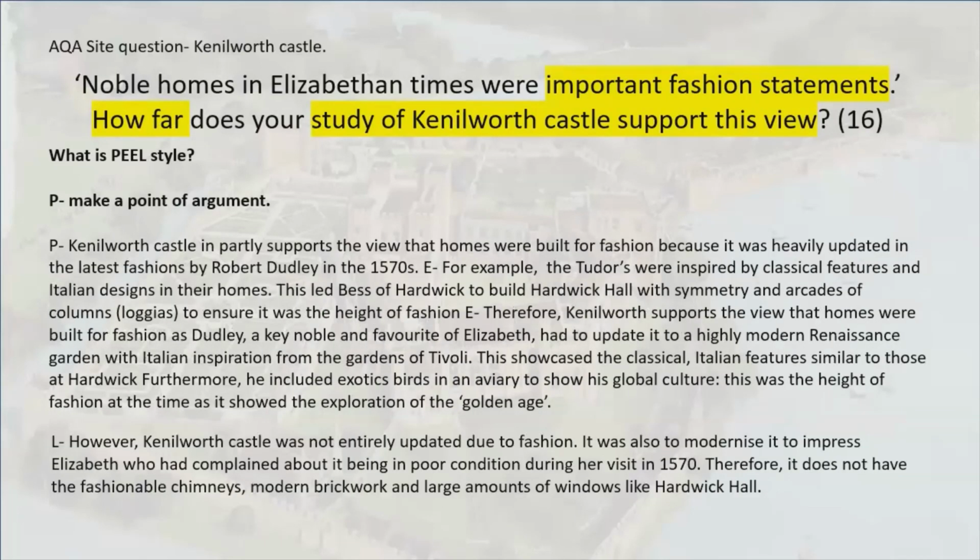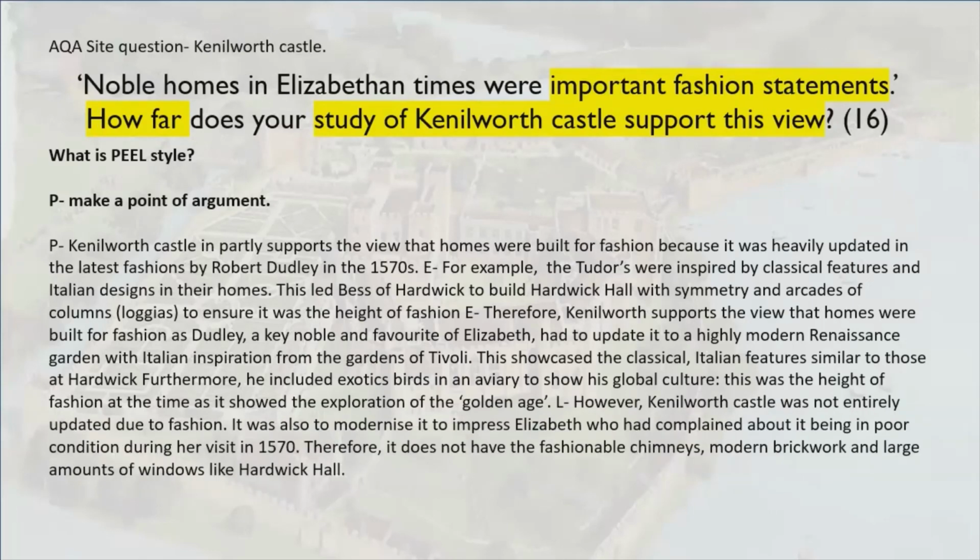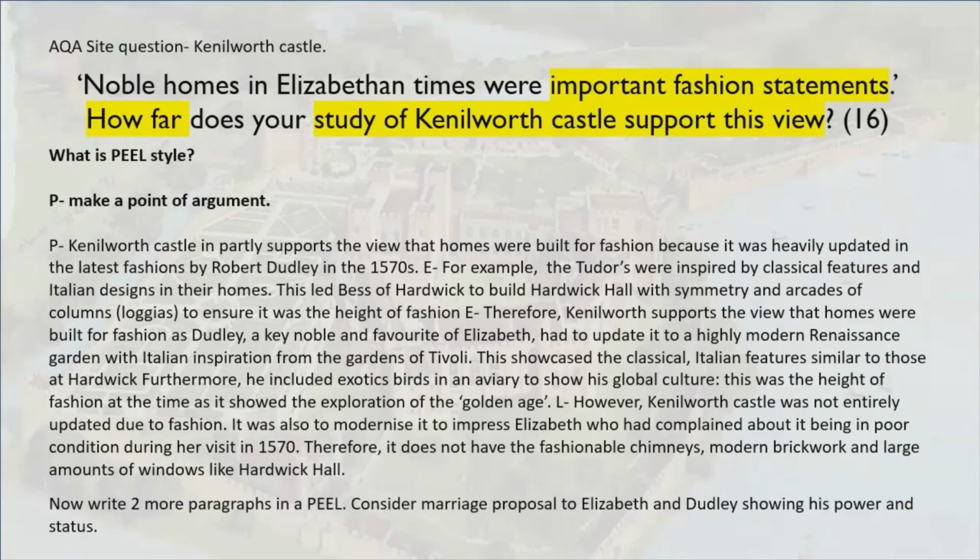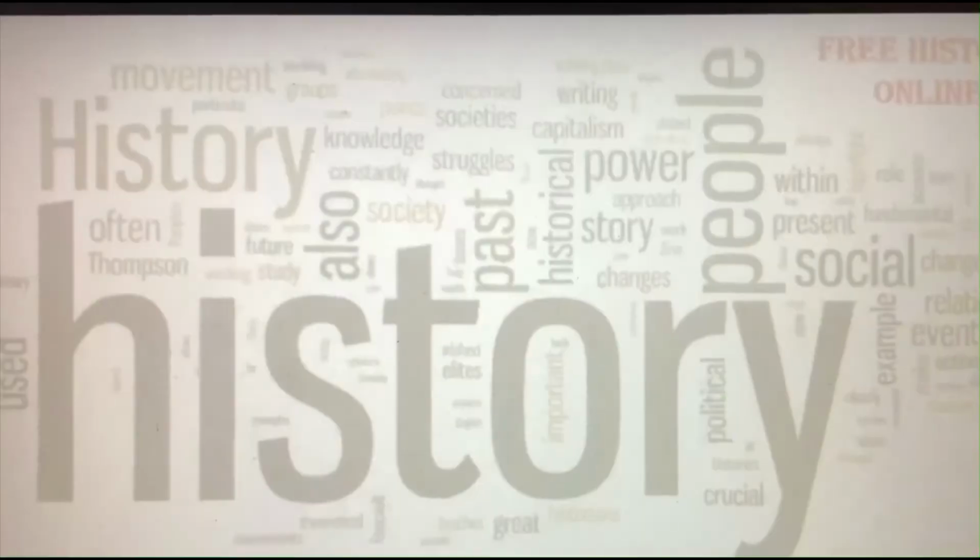So the final bit could be, however, Kenilworth Castle was not entirely updated due to fashion. It was also to be modernised to impress Elizabeth, who had complained about it being in poor condition during her visit in 1570. Therefore, it does not have the fashionable chimneys, modern brickwork, and large amounts of windows like Hardwick Hall. So that might give you a nice overall idea. So there's one paragraph. You need to do 3. So you could practice yourself writing appeal paragraphs for other ones. So the marriage proposal to Elizabeth obviously is a key paragraph, and Dudley showing his power and status as he'd been raised up to the council and as a key noble.